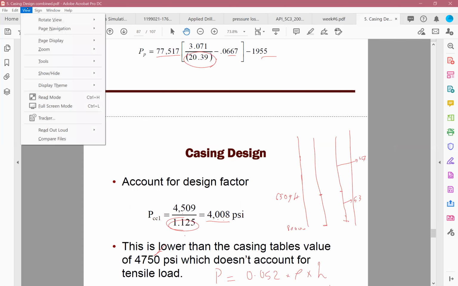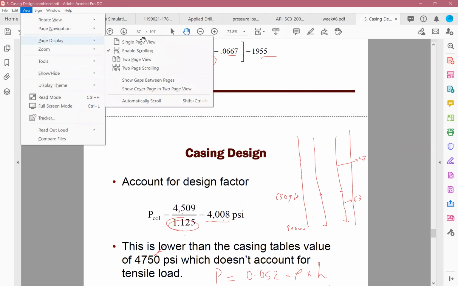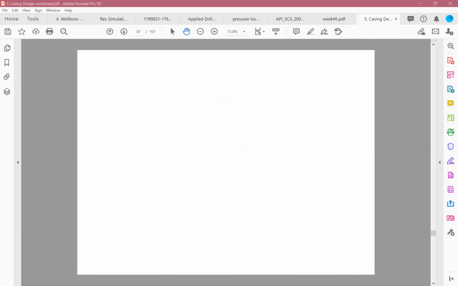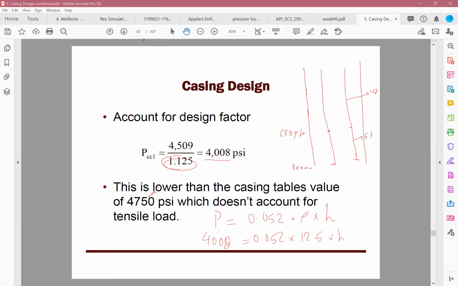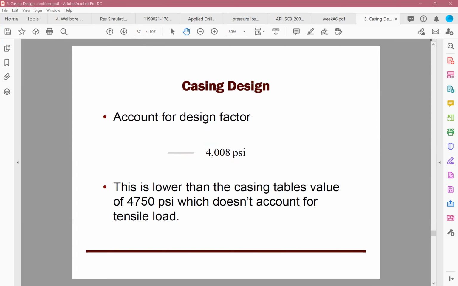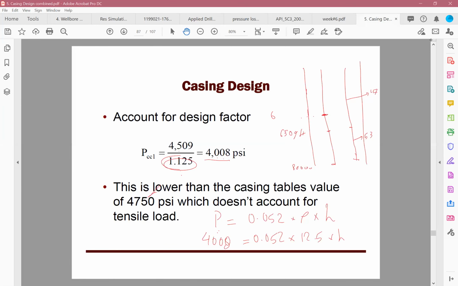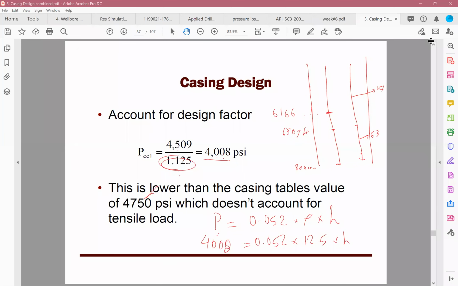Oh, sorry. Let me fix this. Page display, single page. Okay. So 6,166. So your casing should be here, the 47, not there. And the rest should be 53. So now my depth is not here anymore. This is 53 pound per feet. This is 47 pound per feet.